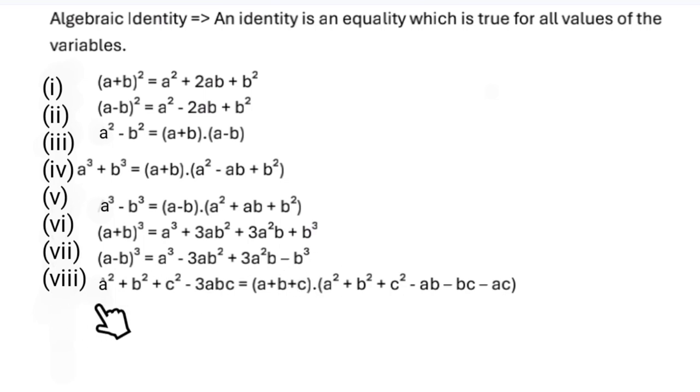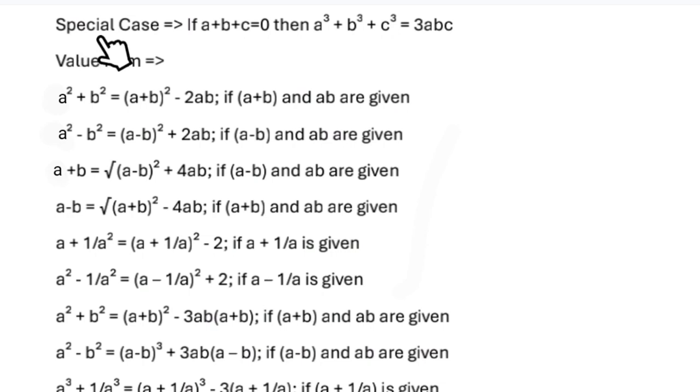Now the eighth one is a square plus b square plus c square minus 3abc is equal to (a plus b plus c) whole multiplied by (a square plus b square plus c square minus ab minus bc minus ac). Now special case, if a plus b plus c is equal to 0, then a cube plus b cube plus c cube is equal to 3abc.